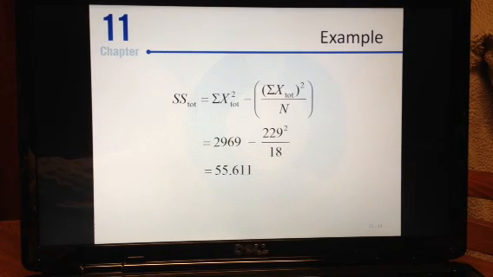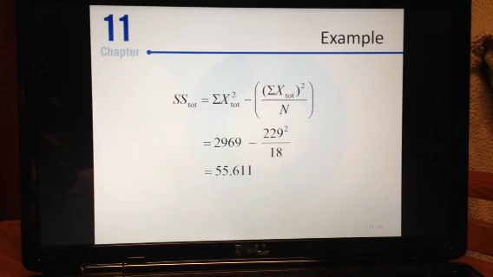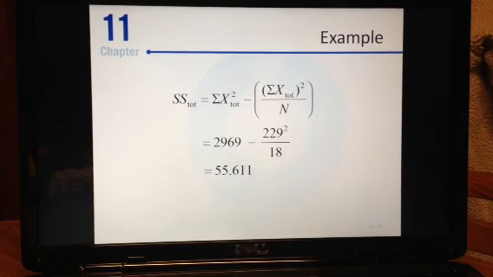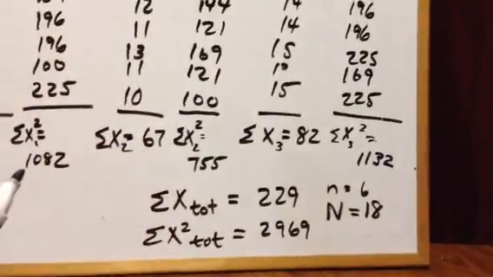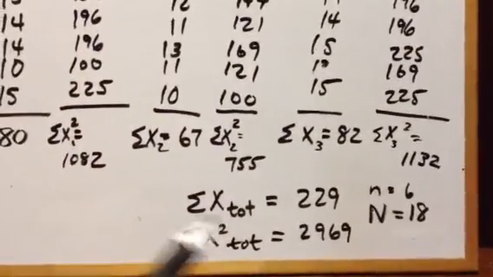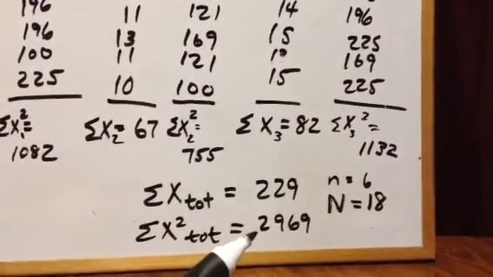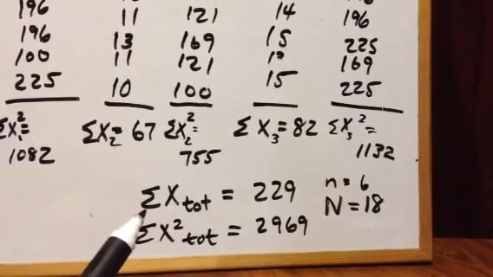Okay, so the first thing you need to do in calculating a sum of squares table for ANOVA is get the sum of squares total. And all you're doing here is plugging in, again, the values that we've calculated. Bear with me. So we have sum of x squared total is 2,969. Sum of x total is 229.